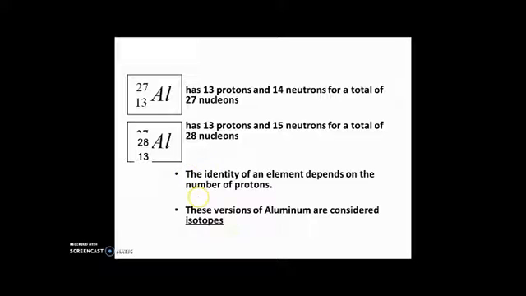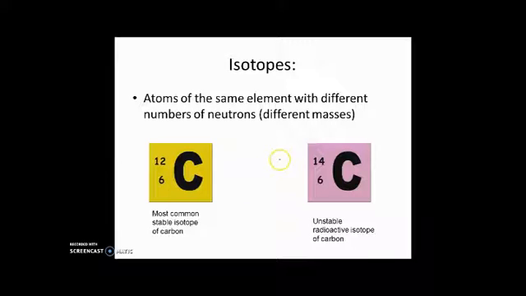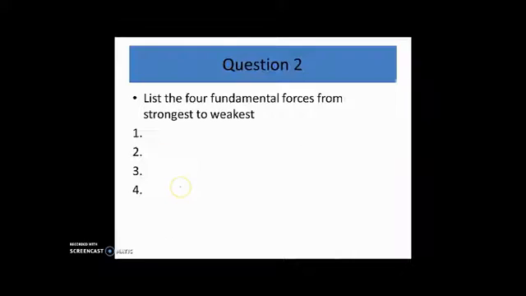So these are called isotopes, all the different types of versions of aluminum that you can find in nature. Here's carbon-14, the radioactive unstable isotope. And then here's the normal carbon that you would see, carbon-12. 12 standing for the atomic mass, 14 standing for atomic mass. It being carbon, it can only have 6 protons. It can only have an atomic number of 6.